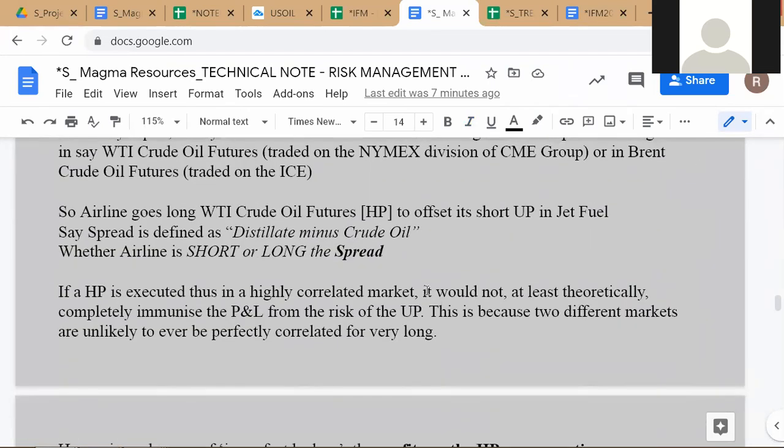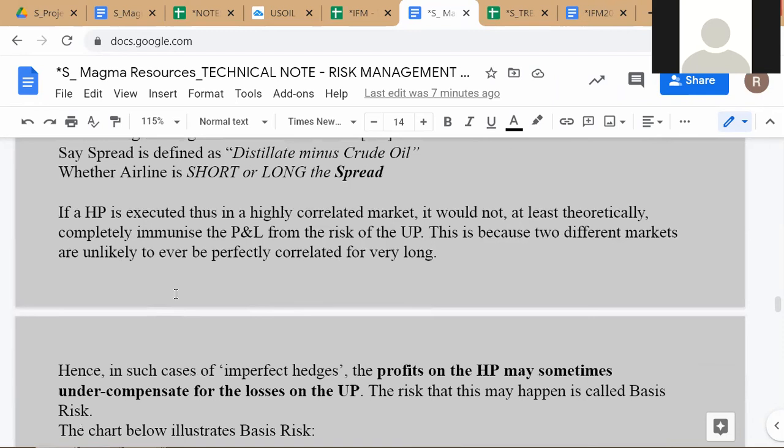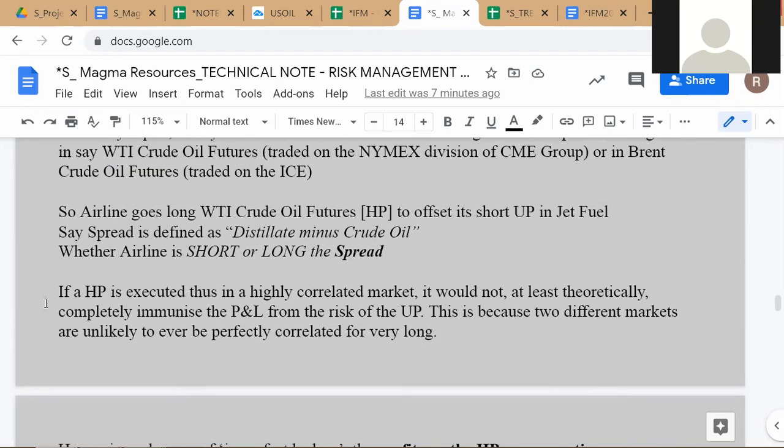Is this clear now, Srishti? So just think about it this way, okay? The spread is defined, in the case of crude oil versus jet fuel, as jet distillate minus crude oil. And then we say the airline is short, but the refinery is long. Okay, so in this case, what we say is the airline is long. Here, airline is short.